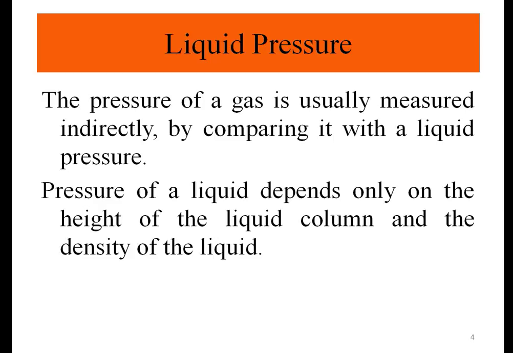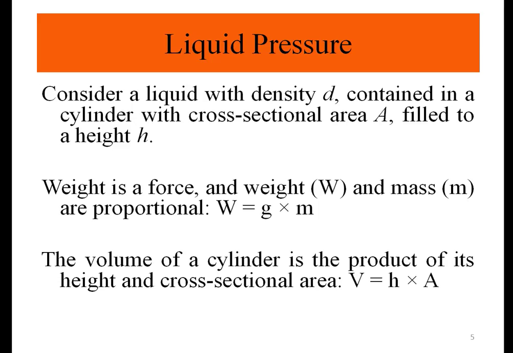The pressure of a gas is usually measured indirectly by comparing it with a liquid pressure. Pressure of a liquid depends only on the height of the liquid column and the density of the liquid. Consider a liquid with density D contained in a cylinder with cross-sectional area A, filled to a height of H. So the container has liquid, the density of the liquid is D, the cross-sectional area of the container is A, and the height of the liquid is H.